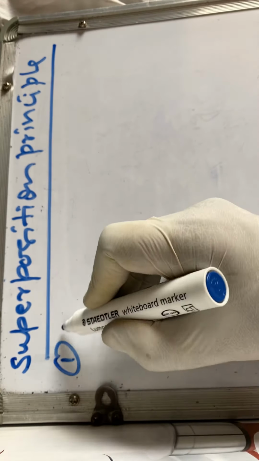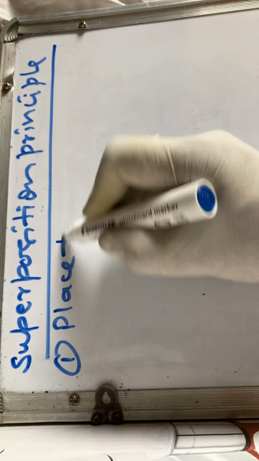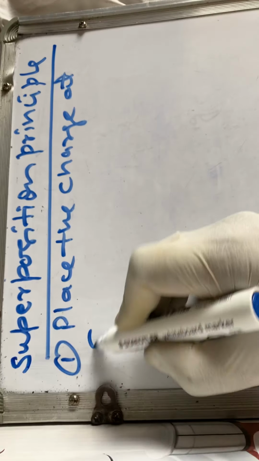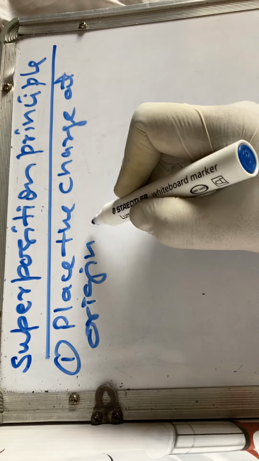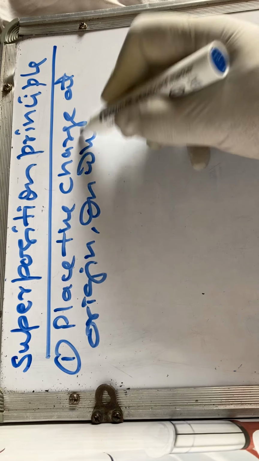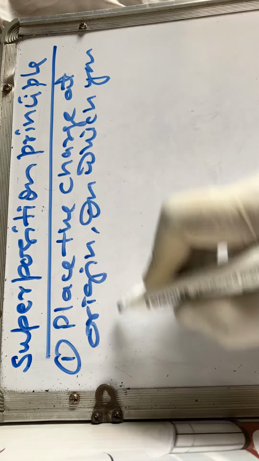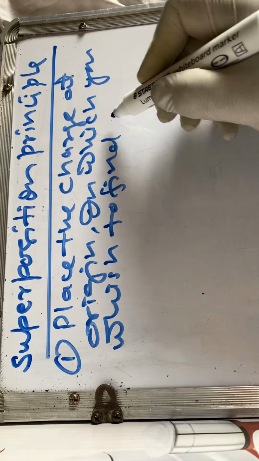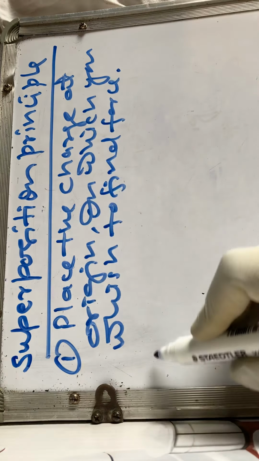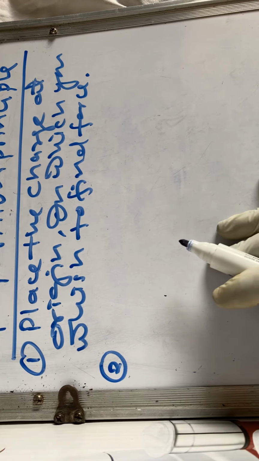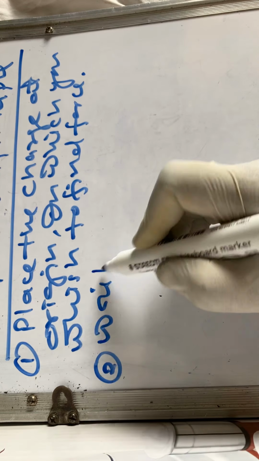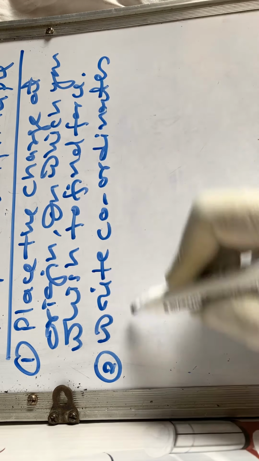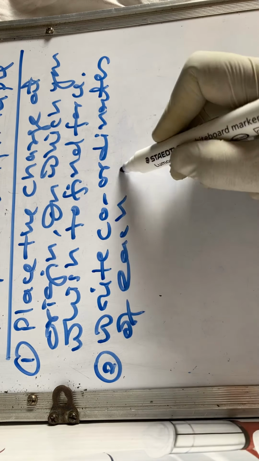First, place the charge at origin on which you wish to find force. Second important trick is write coordinates of each charge.